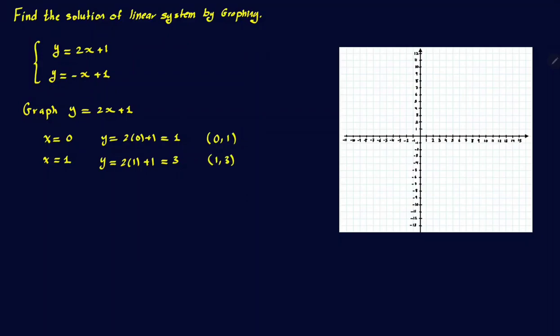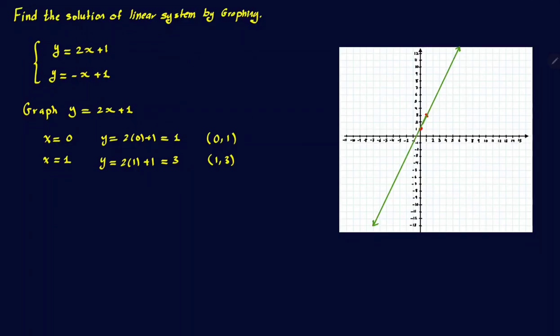Now we can go to the coordinate plane to plot these points. So the first point is 0, 1, so it's somewhere here. And the second point is 1, 3. So you have to go 1 to the right and 3 upward. Then all you need to do is to join these 2 points with a straight line.